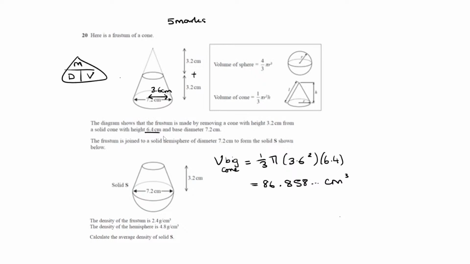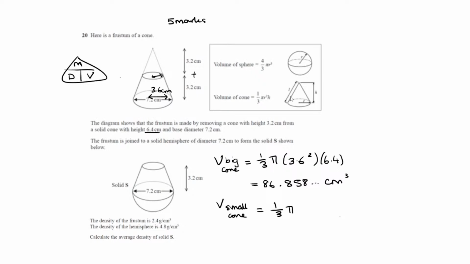I now need the volume of the small cone so that I can subtract them. This is probably where we get a bit stuck. So it's a third pi. Now, what is the radius of the small cone? It's obviously not 3.6, is it? It's smaller. This is the bit that throws people, but if you just memorize this, it's always the same. The cones are technically similar, aren't they? One is just a bigger scale of the other. So you can use that scale to figure out what the smaller radius would be.